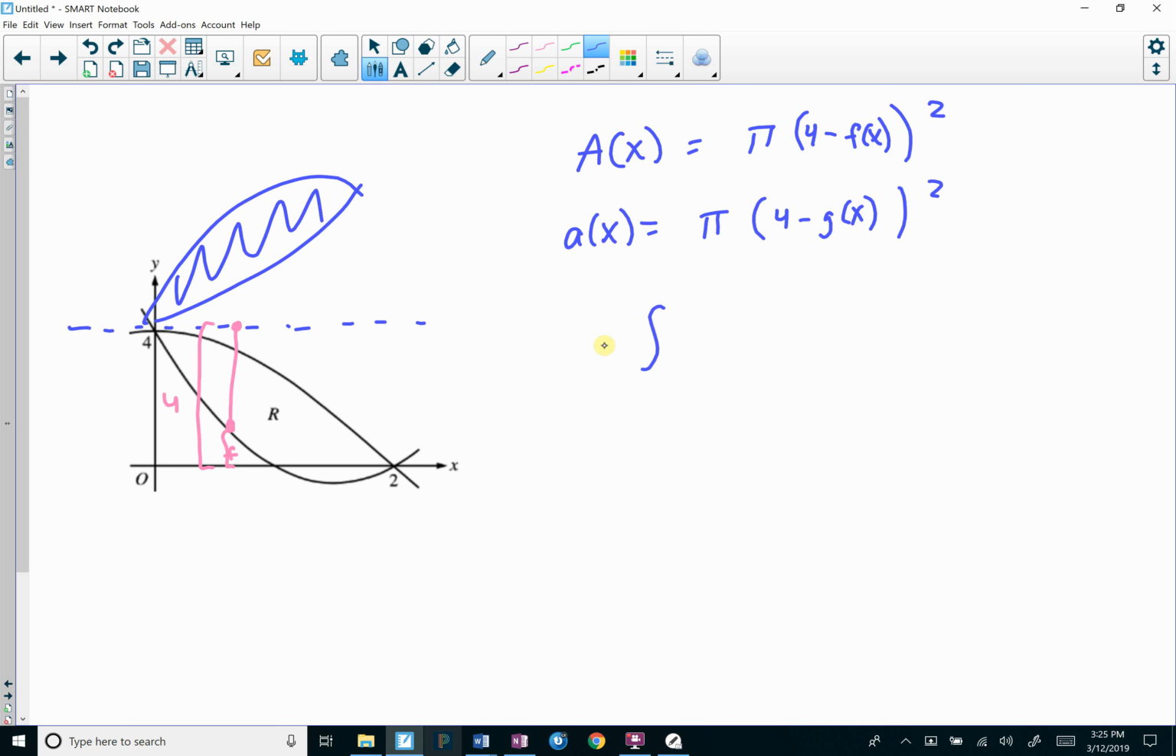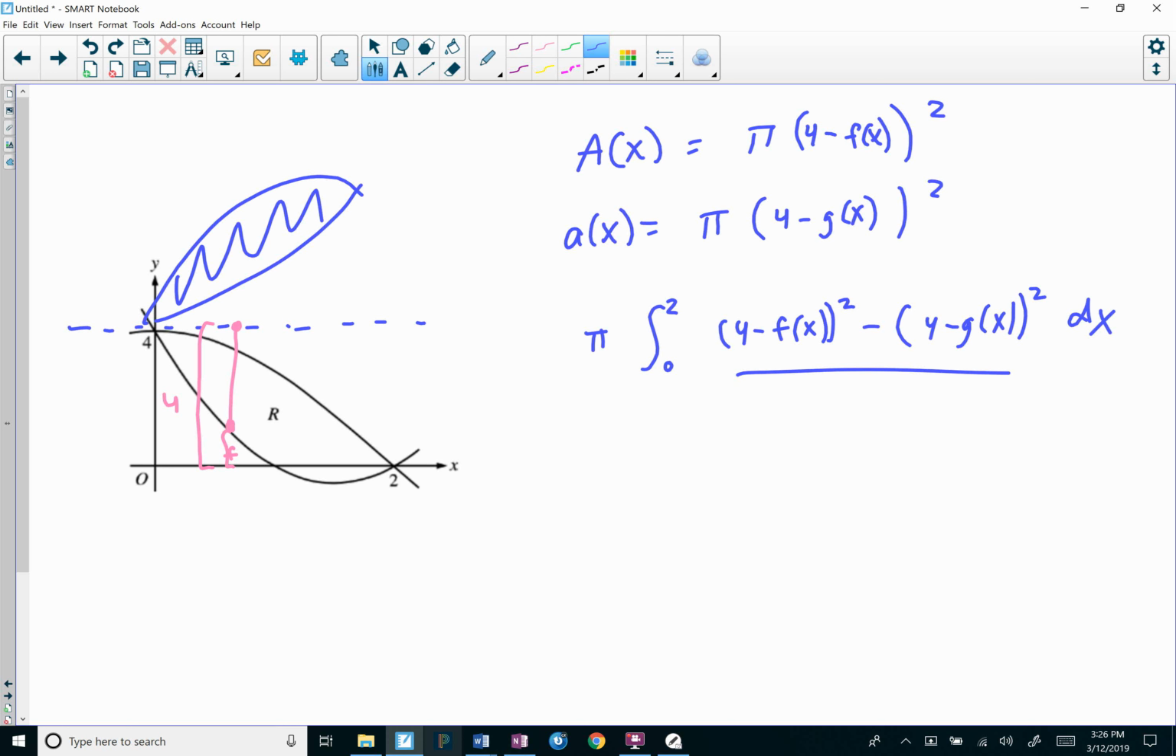So when I set up my integral, I'm going to take that pi out. We're on 0 to 2 still. And I have 4 minus f of x squared minus 4 minus g of x squared dx. And that was worth 3 points. You got 2 points for using the integrand and then 1 point for the overall answer.